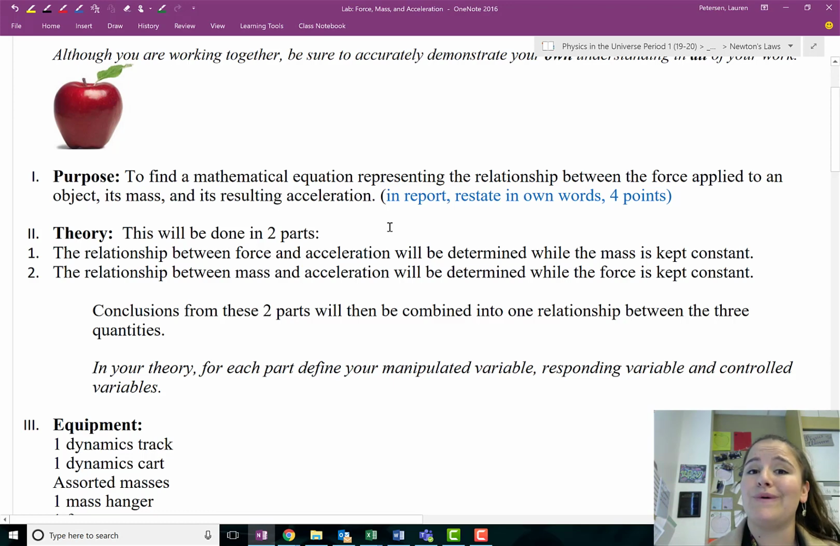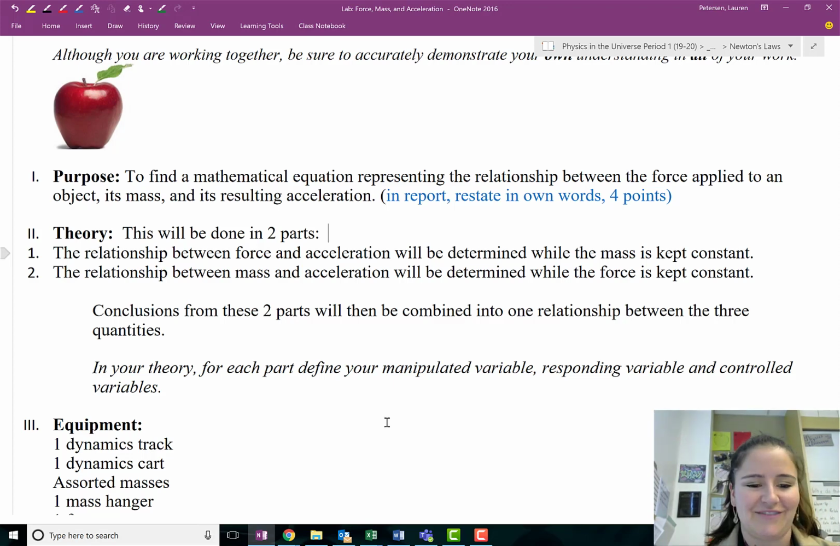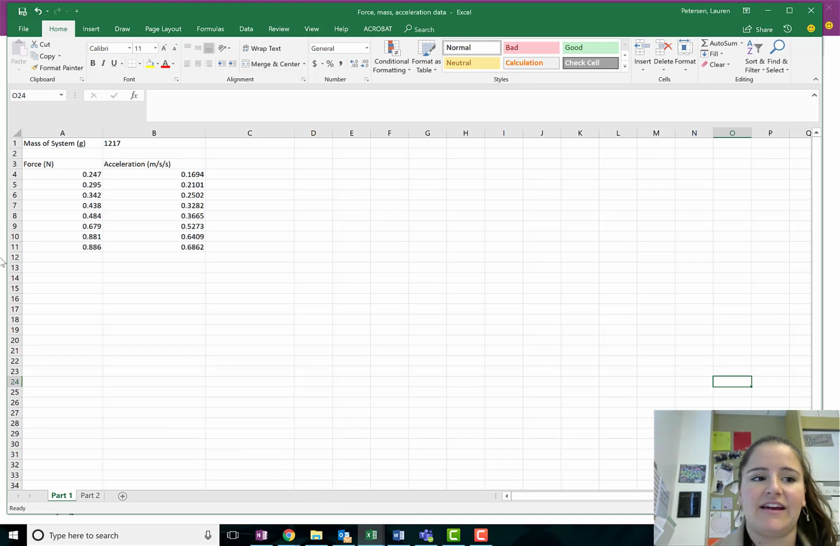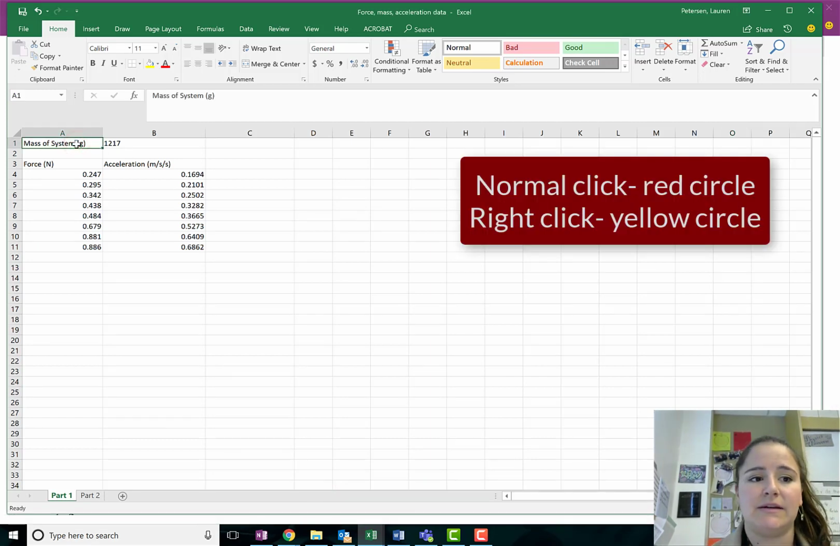And in part 1 of this lab, we looked at the connection between force and acceleration, while the mass of our system was kept constant. So let's go ahead and look at some data. So I have my data right here. I have the mass of my entire system in grams. I have my force and my acceleration in meters per second squared, or meters per second per second.